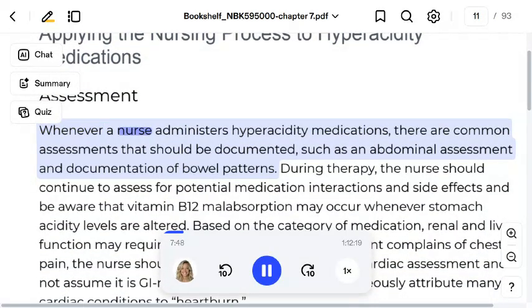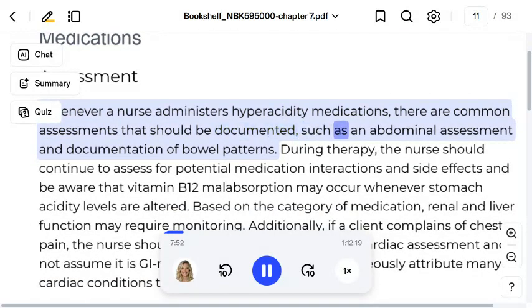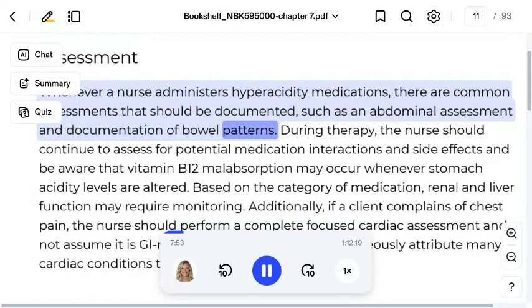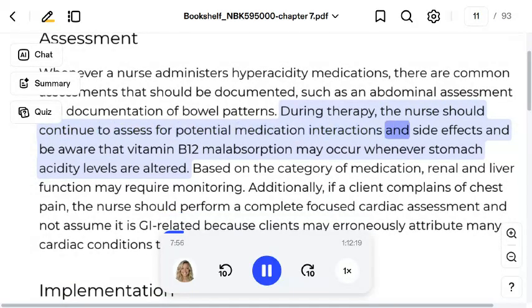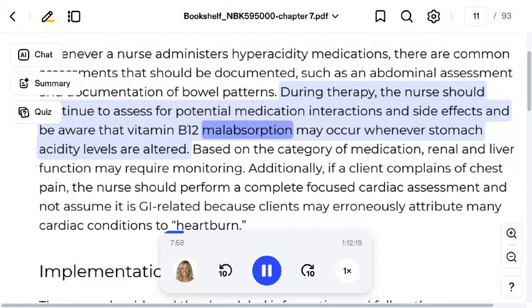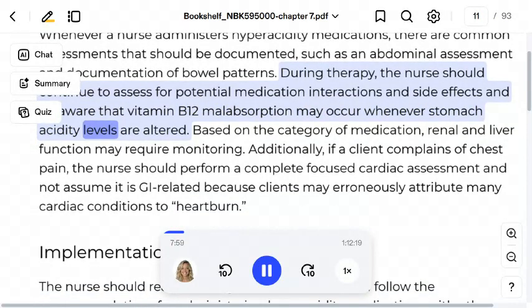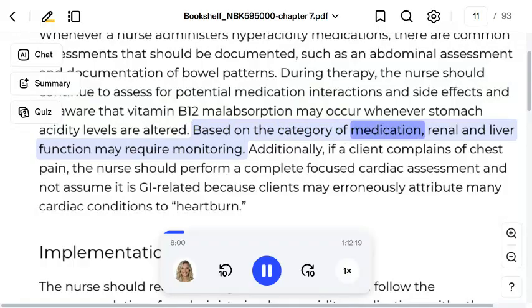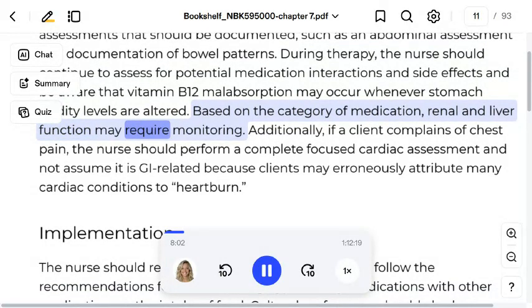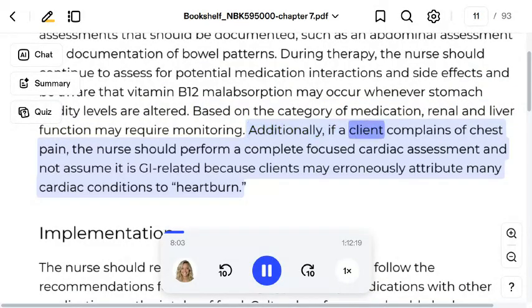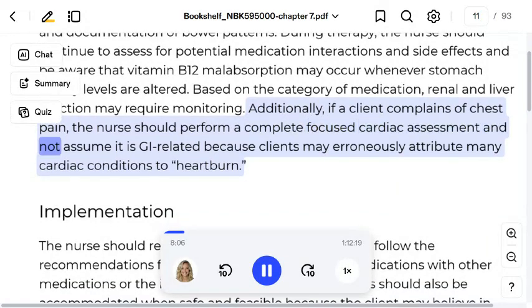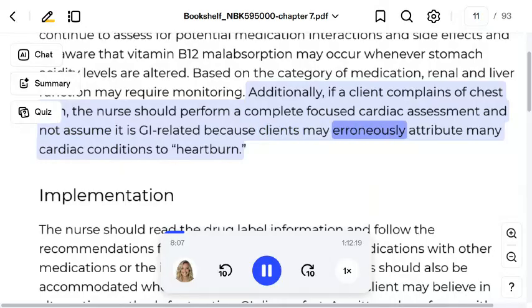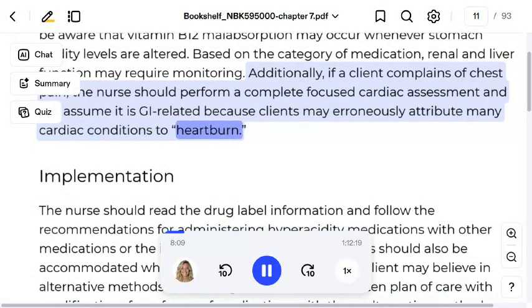Assessment. Whenever a nurse administers hyperacidity medications, there are common assessments that should be documented, such as an abdominal assessment and documentation of bowel patterns. During therapy, the nurse should continue to assess for potential medication interactions and side effects, and be aware that vitamin B12 malabsorption may occur whenever stomach acidity levels are altered. Based on the category of medication, renal and liver function may require monitoring. Additionally, if a client complains of chest pain, the nurse should perform a complete focused cardiac assessment and not assume it is GI-related, because clients may erroneously attribute many cardiac conditions to heartburn.